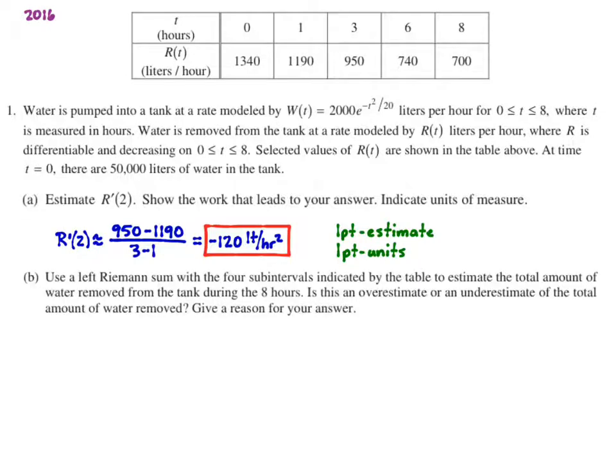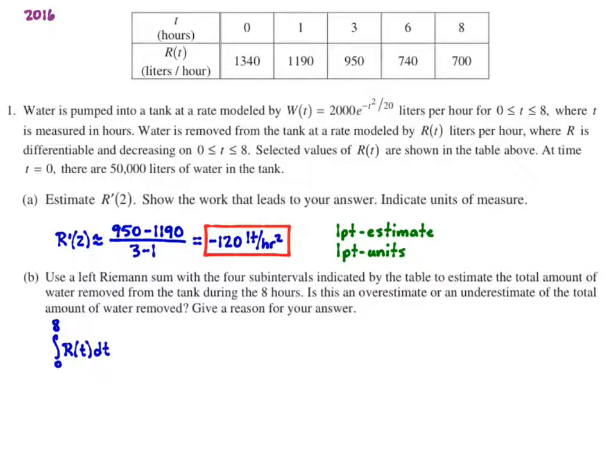All right, part B, it says use a left Riemann sum with the 4 subintervals indicated by the table to estimate the total amount of water removed from the tank during the 8 hours. So we are looking for the amount of water removed from the tank. So we're going to be using R of T because that is the rate out. It says water is removed from the tank at that rate. And because we're looking for the amount of water removed, we're going to be taking the integral of R of T dt.